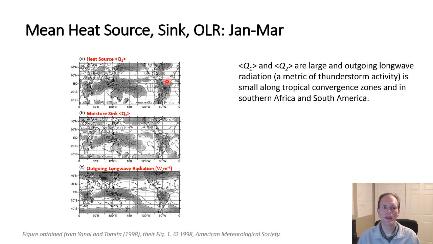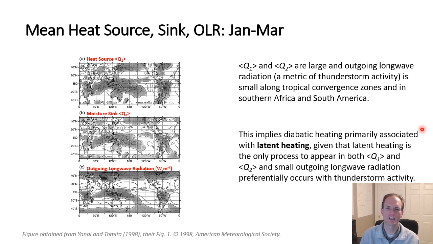So we can compare Q1, which has radiative, sensible heating, and latent heating components, to Q2, which is only latent heating, to outgoing long-wave radiation, which is strongly controlled by the processes that lead to latent heating, to be able to infer what are the dominant sources of diabatic heating driving the tropical circulations.